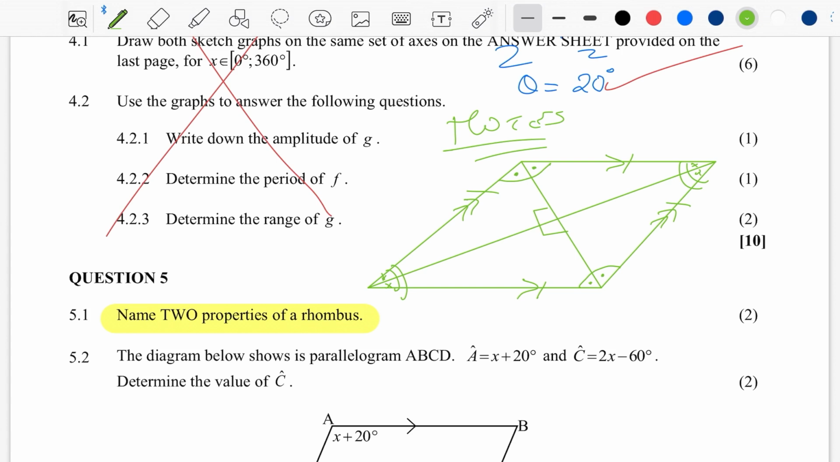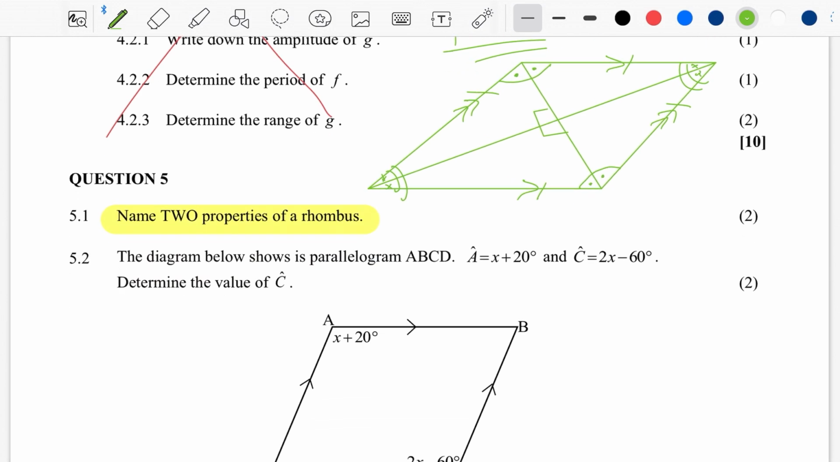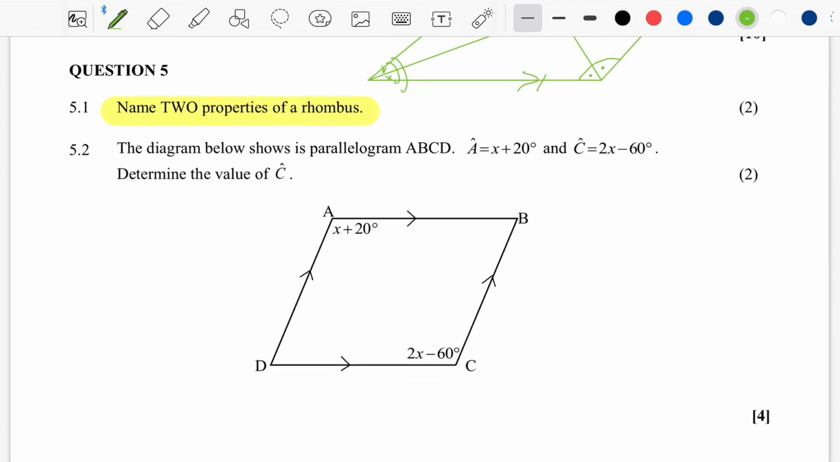That's 5.2. Okay, those are the properties of the rhombus. And for 5.2, we're going to use the properties of the rhombus to calculate C. And you are told C is equal to 2x minus 60. And what do we know?